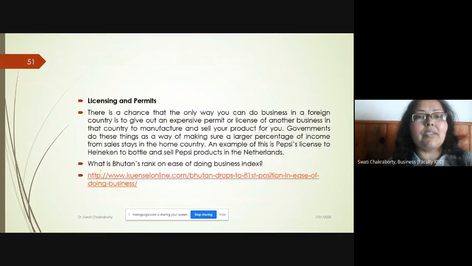Licensing and permits, when we talk of them. There is a chance that the only way you can do business in a foreign country is to give out an expensive permit or license to another business in that country, who would manufacture and sell your product for you. Okay, it's usually the government who does this, to ensure that a large percentage of the income from sales stays in the home country. An example is Pepsi's license to Heineken to bottle and sell Pepsi products in the Netherlands, right?